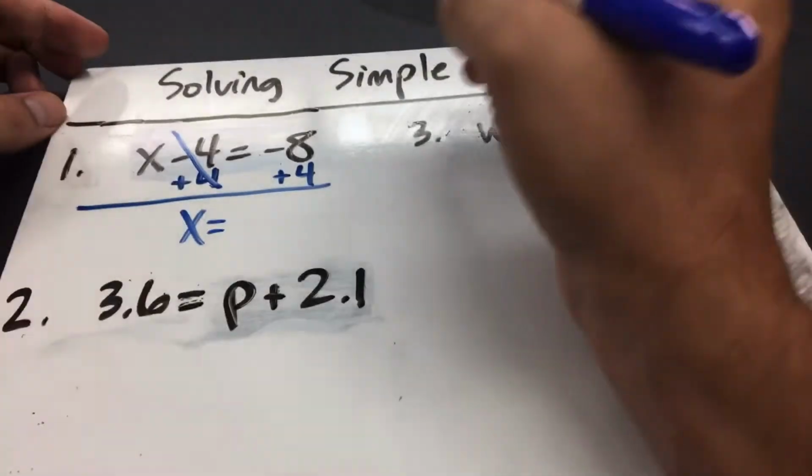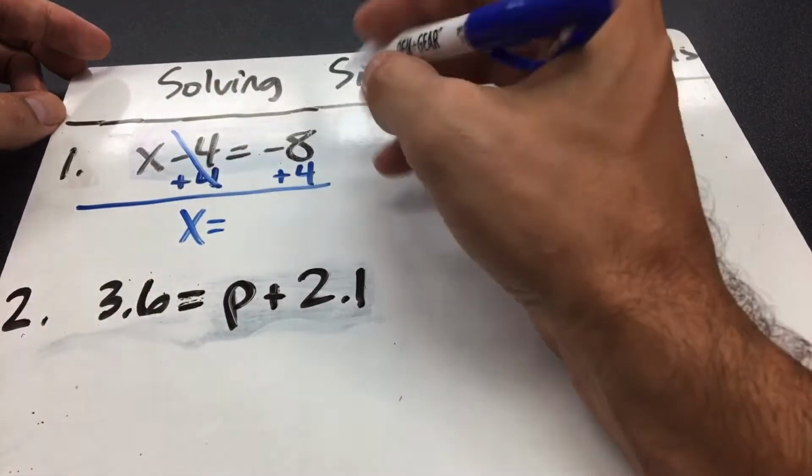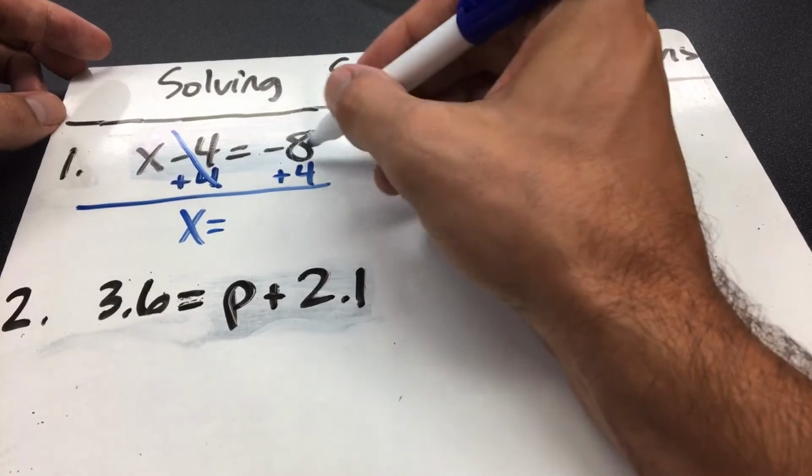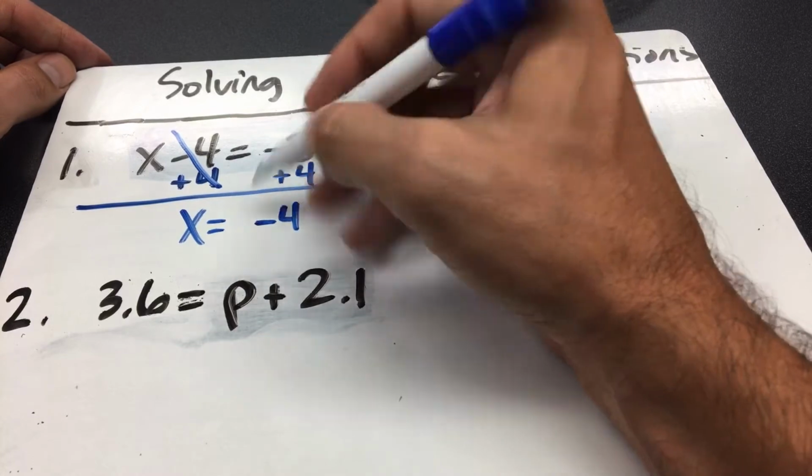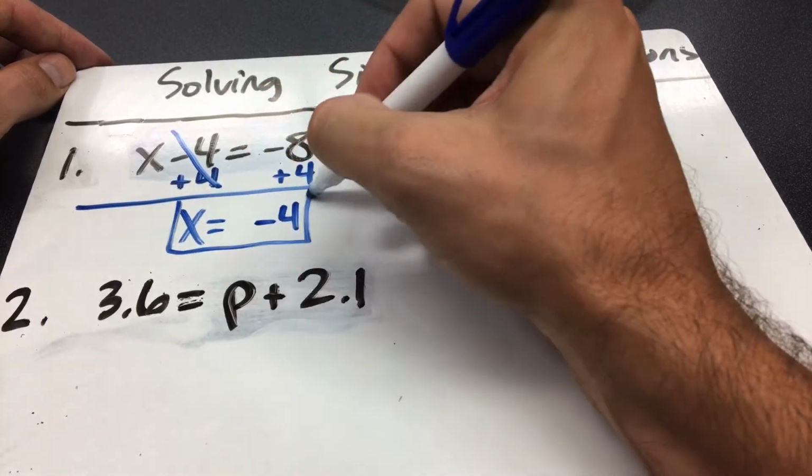Those equal 0, so you don't have anything left over here except the X. Here's where your answer is going to come from: -8 plus 4, and you can use a calculator if you're not that comfortable doing it in your head, and you get the answer of X equals -4.